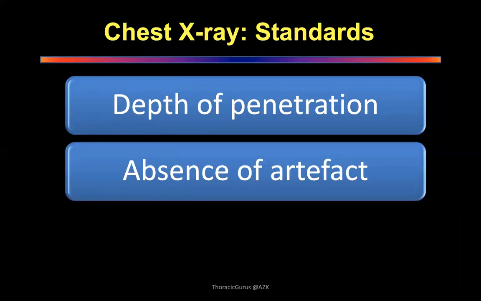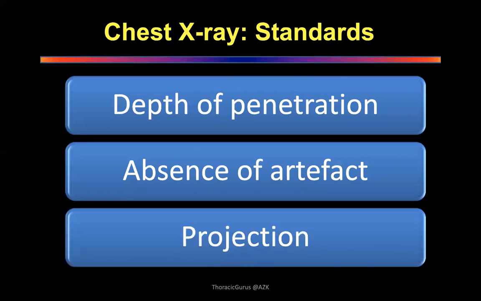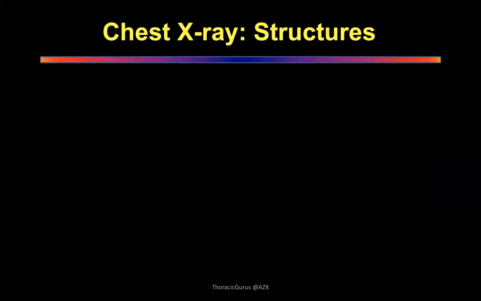Absence of artifact is important. Make sure the shirt has been taken off, there are no pens in the pocket, or bra hooks. Those are not good. The hooks will cause artifacts. And look for the projection. Make sure that it is a PA film and not an AP film. And if it is an AP film, interpret it with caution, because an AP film is done at 1 meter and the heart appears bigger, the mediastinum appears bigger than on the PA film.